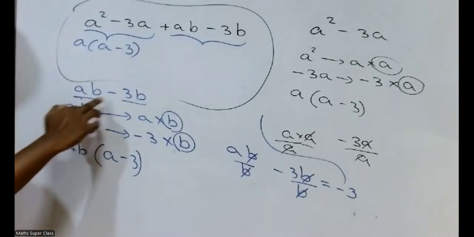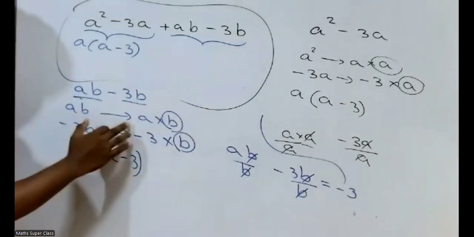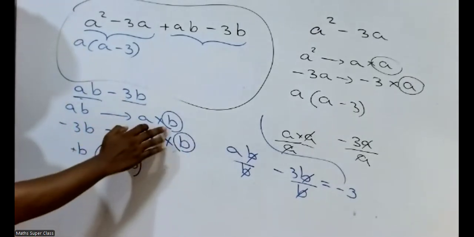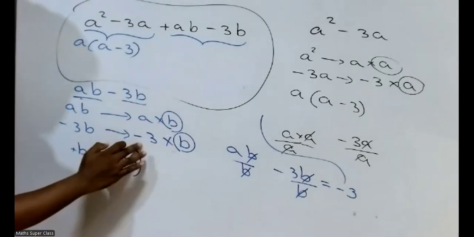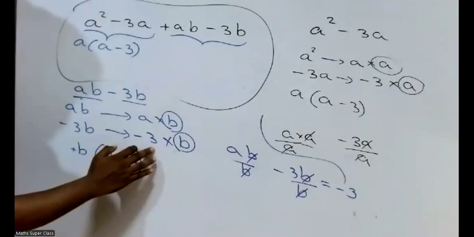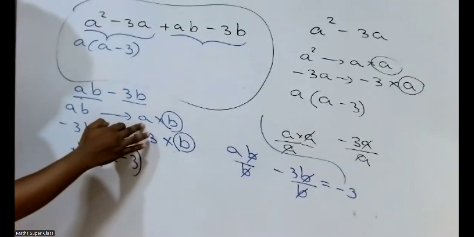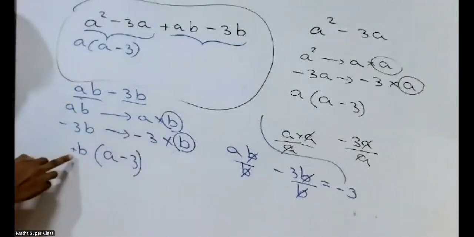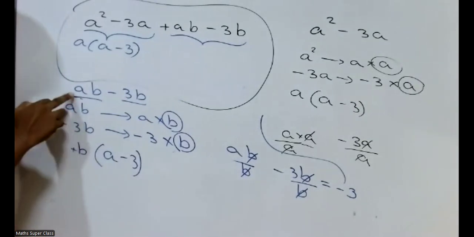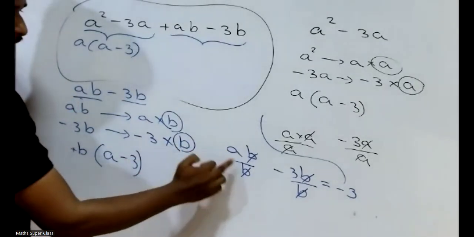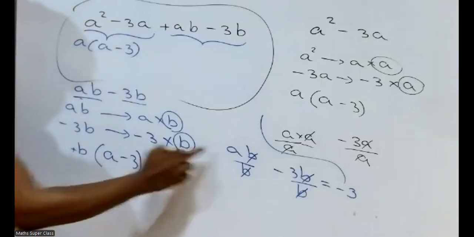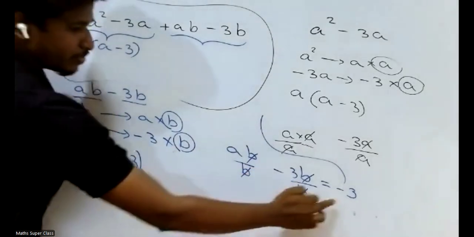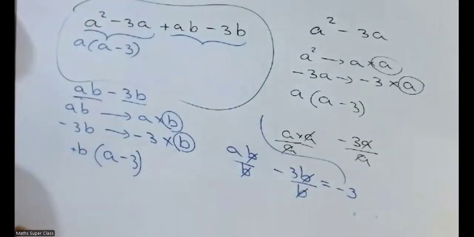So ab minus 3b now. ab means a into b. Minus 3b means minus 3 into b. Then we can find b as the common factor. Can we use minus? No, minus is only here. Can we use 3? No, it's only here. Can we use a? No, it's only here. But b we can find here and here. So b is our common factor. ab divided by b, the final answer is a. Minus 3b divided by b is minus 3. So this is plus.